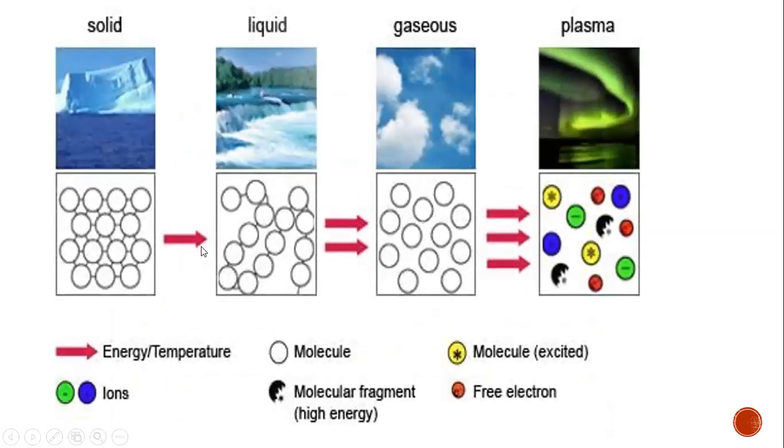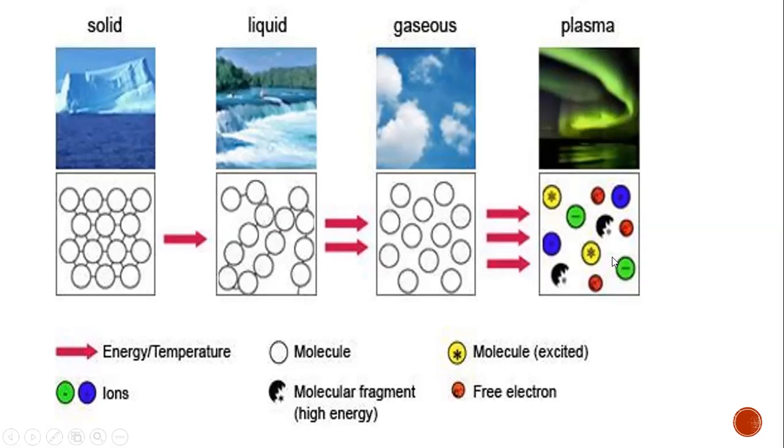So this is the overview of solid, liquid, gases and plasma. In the solid state, when heat is provided, it converts into liquid, and when further heat is provided, the molecules become further apart, and they are more energetic and move with high speed, and it converts into the gaseous state.